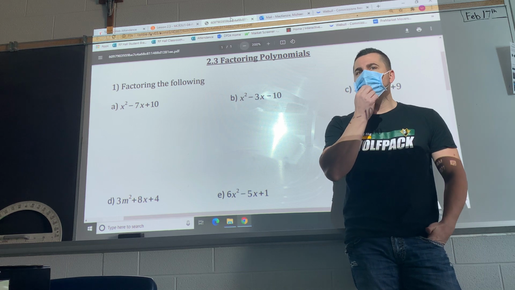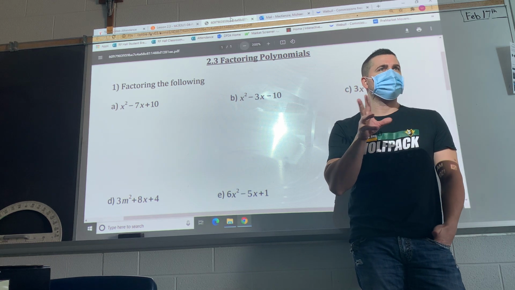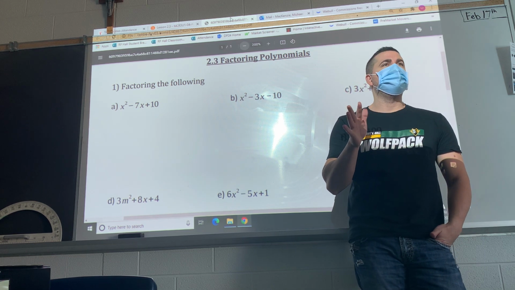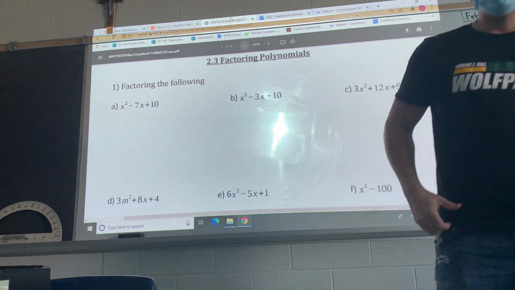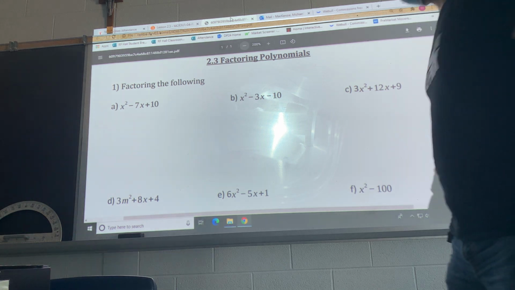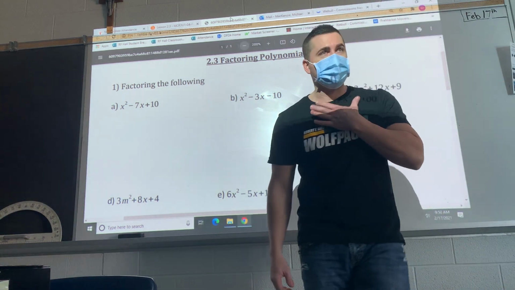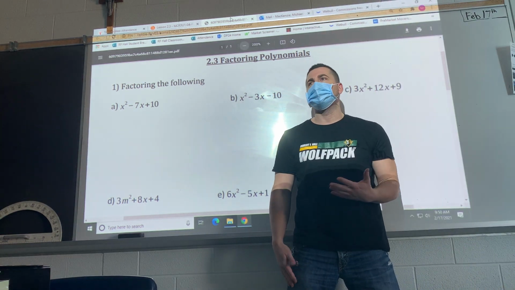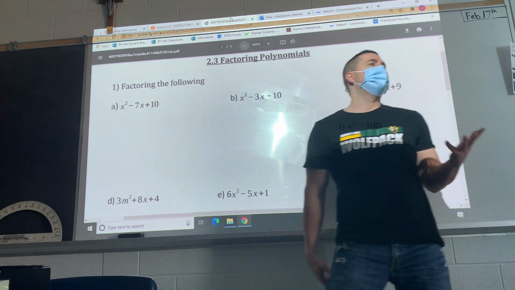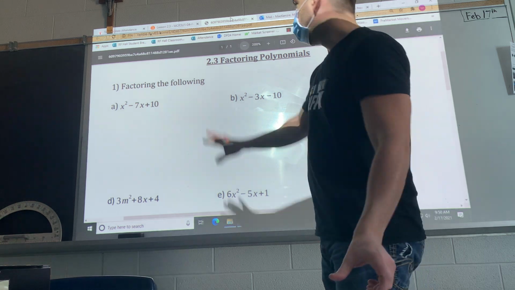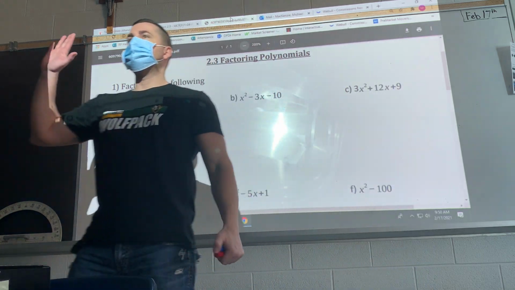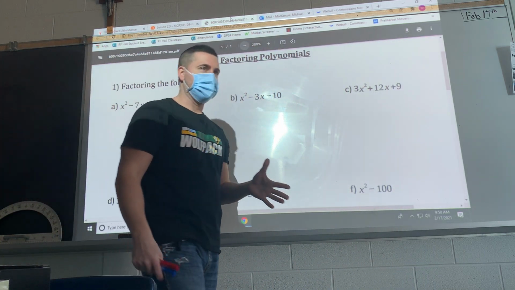So I'm going to show you a cross method. It's kind of like a trial and error, but it works all the time. When I was in grade 10, the teacher called it cross voodoo. I'll never forget it because it's such a weird name, but it's just a cross method. And it's going to work for all of them, whether it's a simple trinomial or a complex trinomial.